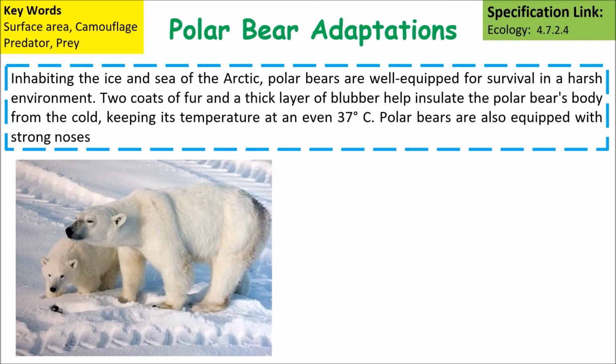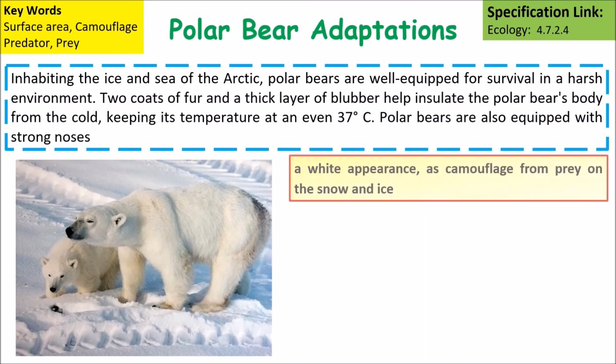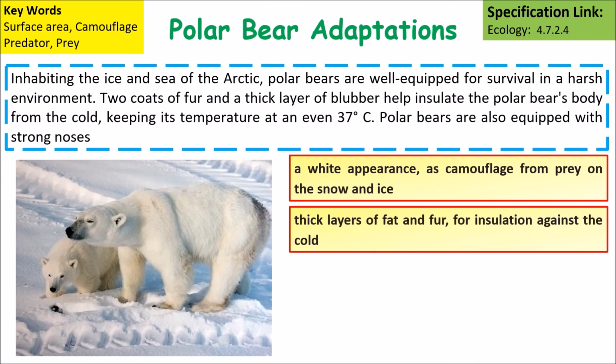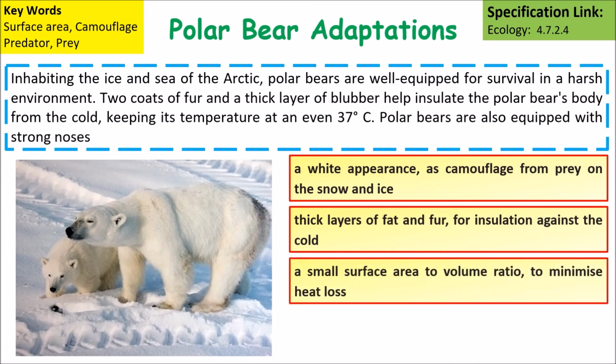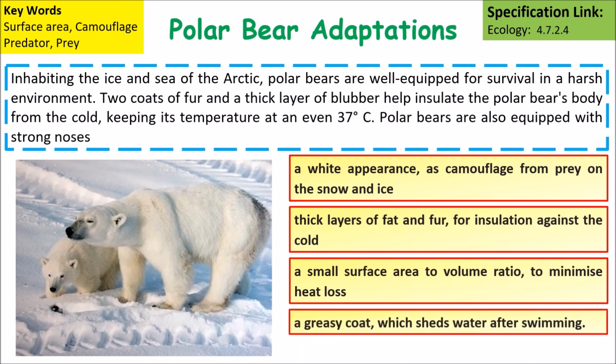Inhabiting cold areas is equally as difficult as inhabiting hotter areas. So a good example of this would be a polar bear. So they're white in appearance to act as camouflage from the prey. They've got a thick layer of fat and fur which helps insulate against cold. They've got a small surface area to volume ratio to minimise heat loss. And they've got a greasy coat so if they go into the water it runs off really quickly.